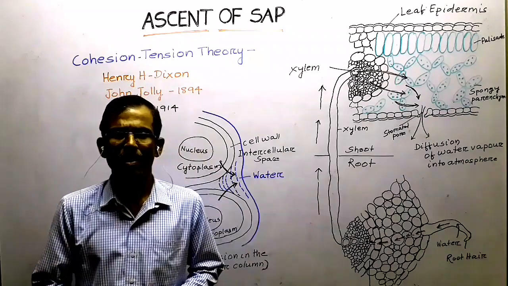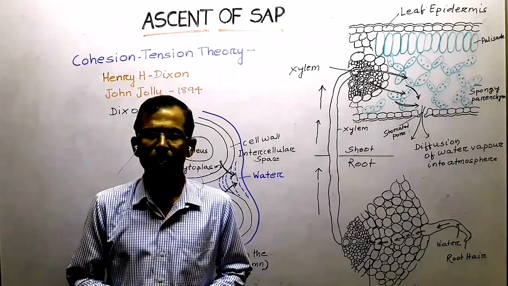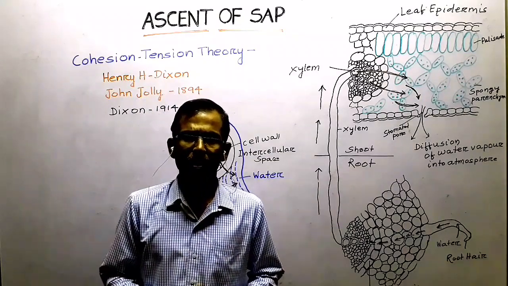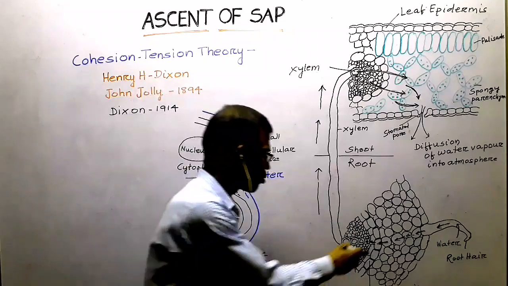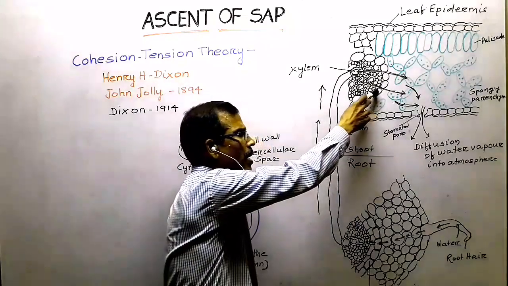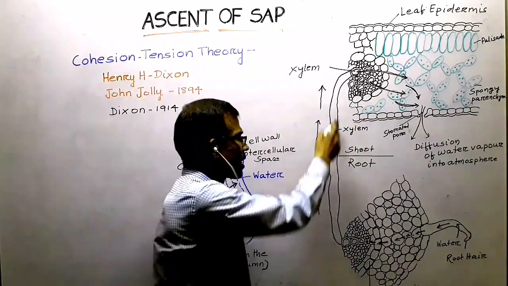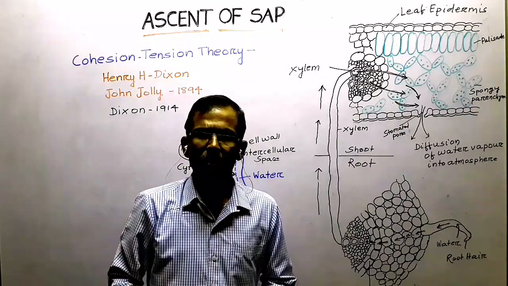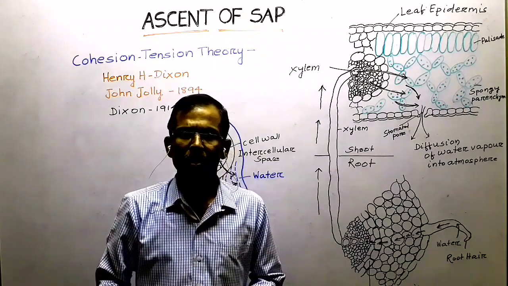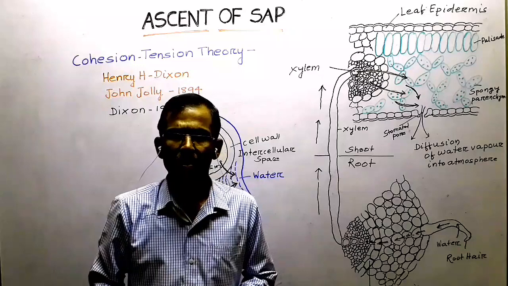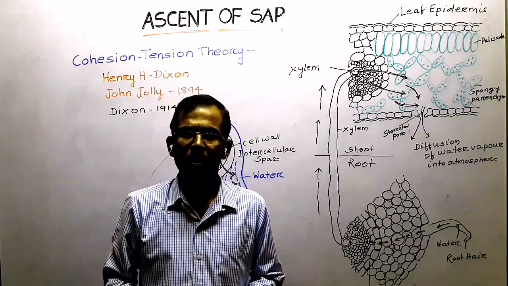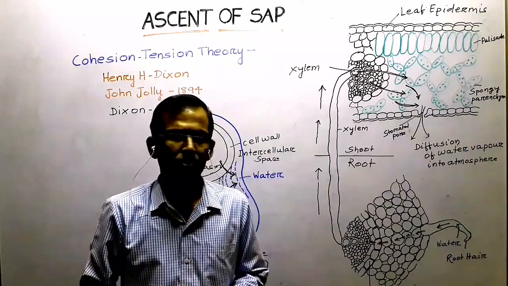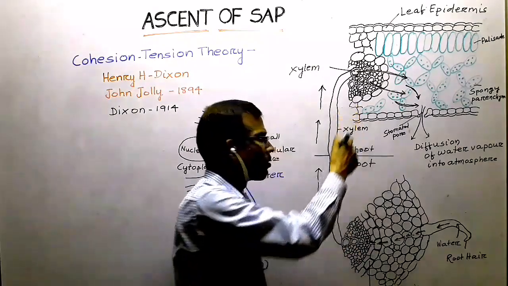Friends, today we shall discuss about ascent of sap. Ascent of sap is the upward movement of water along with minerals from roots to the aerial parts of the plant through the stem, more particularly through the tracheal elements. The tracheal elements include tracheids and vessels, which are the principal water conducting elements in plants. They form a low resistance path for this upward movement of water.